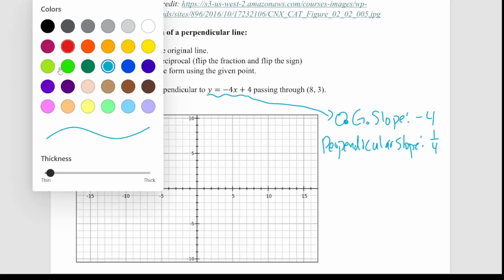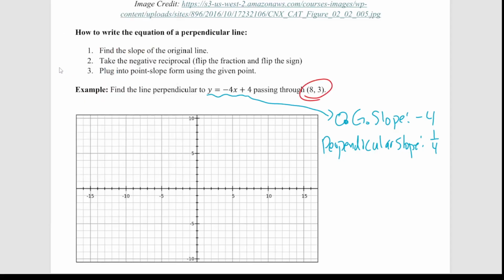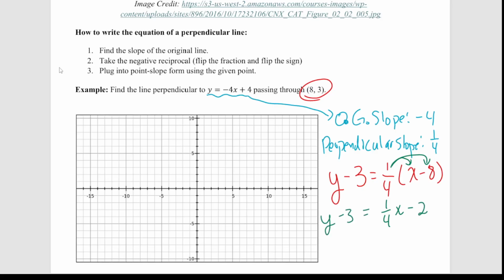And then you need to pass through the point (8, 3). So if you're going to write that in point slope form, you do y minus the y coordinate, 3, equals the slope, 1/4, times x minus the x coordinate, 8. You then can also rewrite it in slope-intercept form if you are so inclined. So you would distribute: 1/4 times x is 1/4 x. 1/4 times -8 is going to get us -2. And then as our last step to get y by itself, you're going to add 3 to both sides to get y equals 1/4 x plus 1.